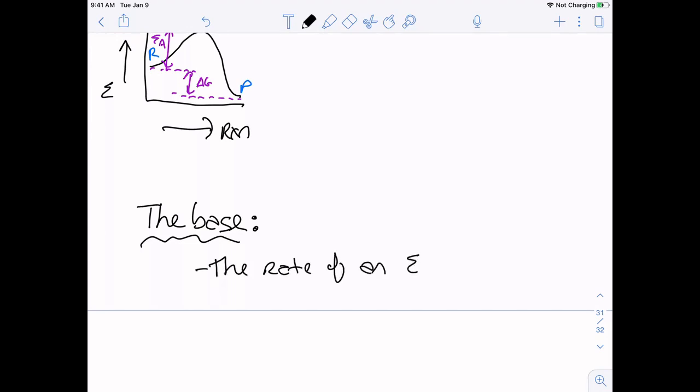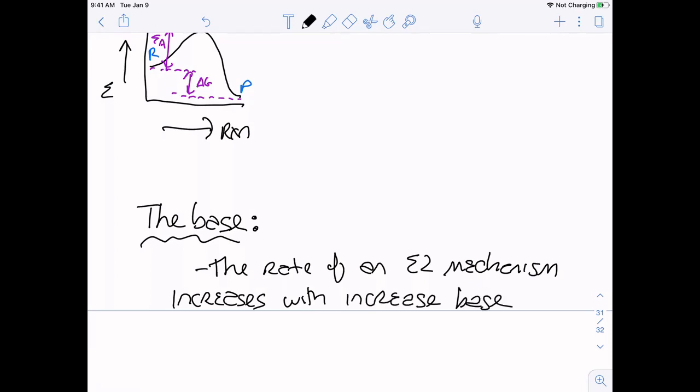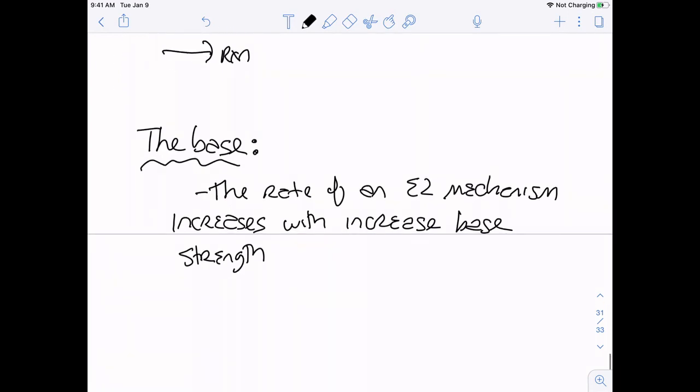So the rate of an E2 mechanism increases with increasing base strength. So the stronger the base, the faster an E2 reaction. That's going to be one of the things, if you have a strong base and you're picking between mechanisms, E2. E2 is the one that involves that strong base. If you have a strong base, that base really wants a proton, so let the base be a base, have it take a proton, you have an E2 mechanism.